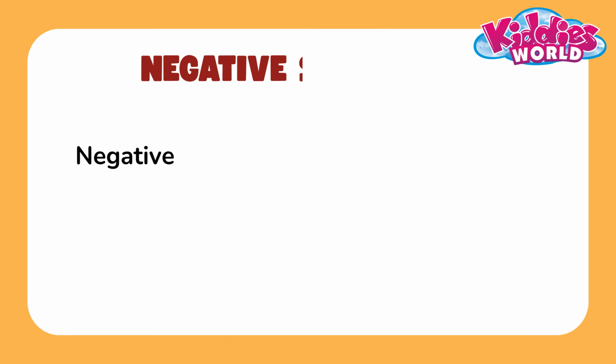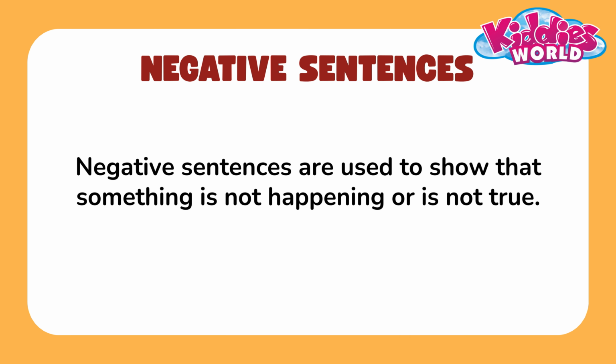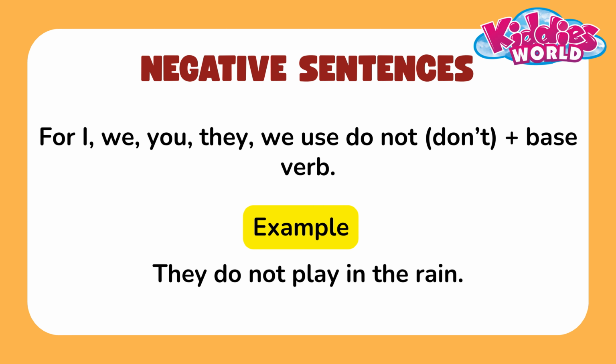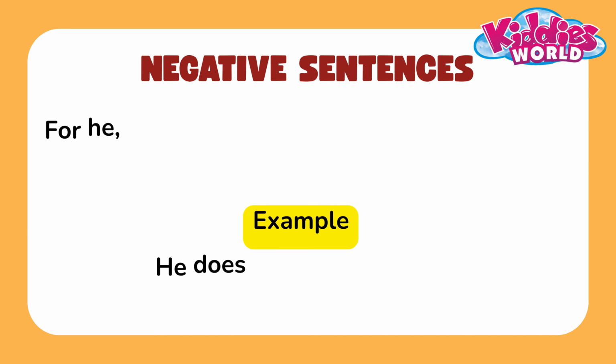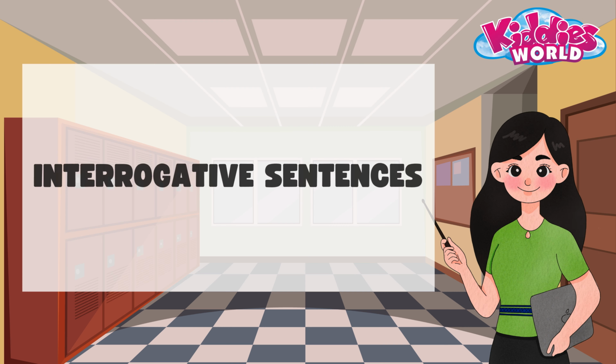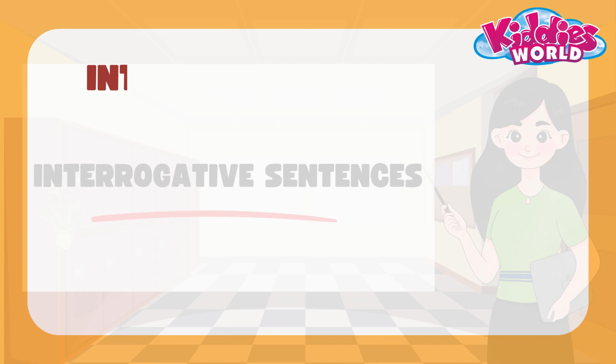Negative sentences. Negative sentences are used to show that something is not happening or is not true. For I, we, you, they, we use do not or don't and base verb. Check the example. For he, she, it, we use does not or doesn't and base verb. Check the example.